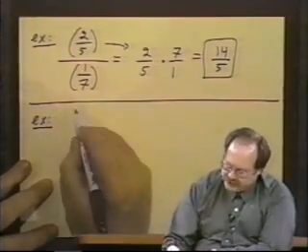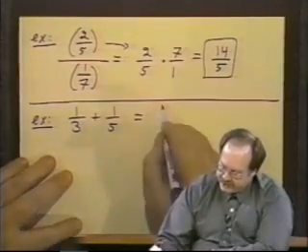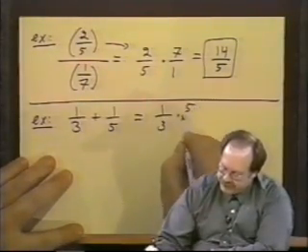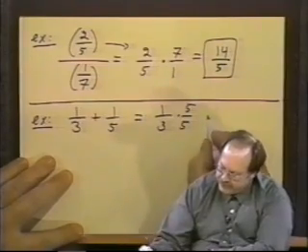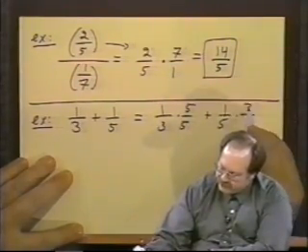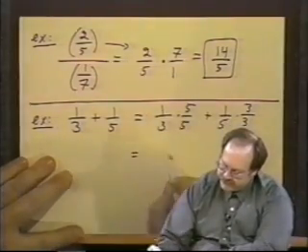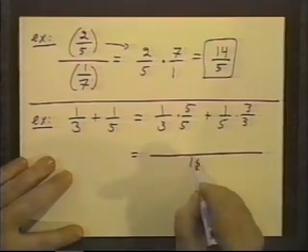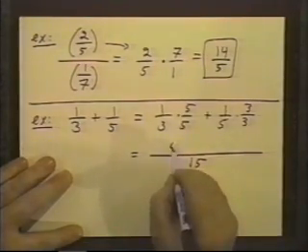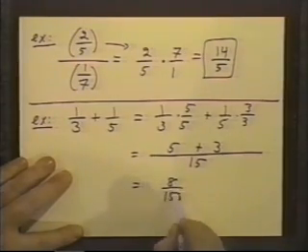Similarly, I can do a simple addition, maybe take 1/3 plus 1/5. I take the 1/3, I multiply the top and bottom by 5 over 5, plus 1/5, multiply top and bottom by 3. So my denominator will be 3 times 5, or 15 in both cases. I have a new fraction, the bottom is 15. The top is 5 plus 3. So I end up with the fraction 8/15.